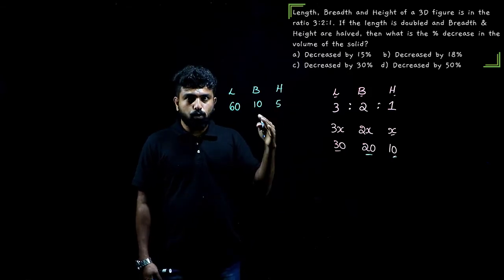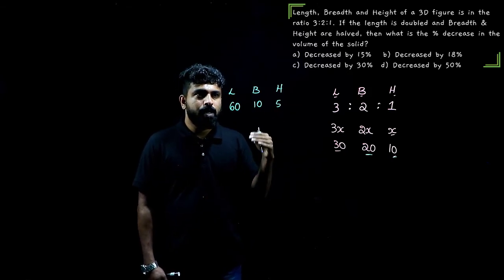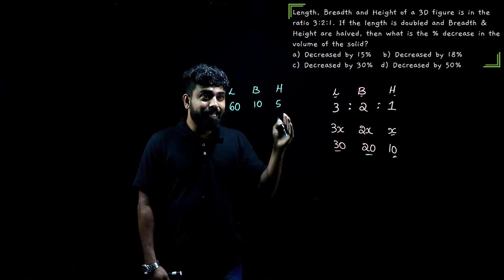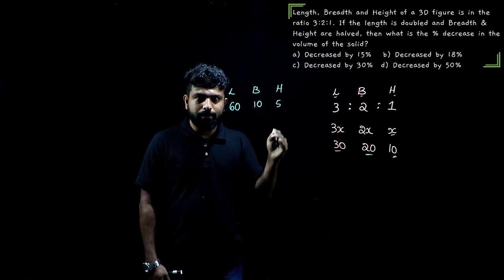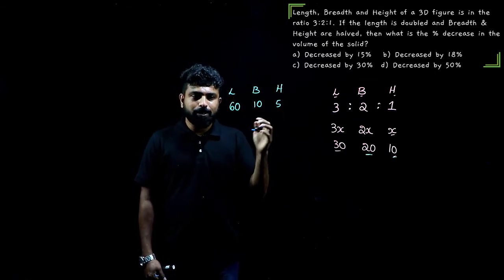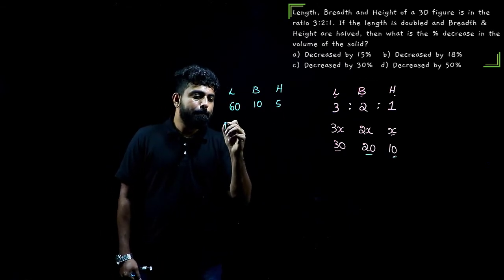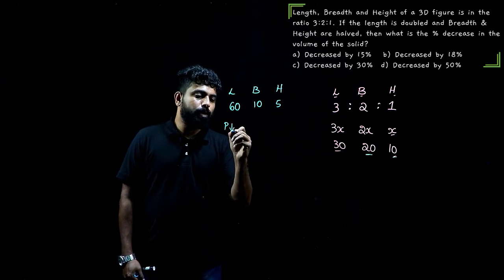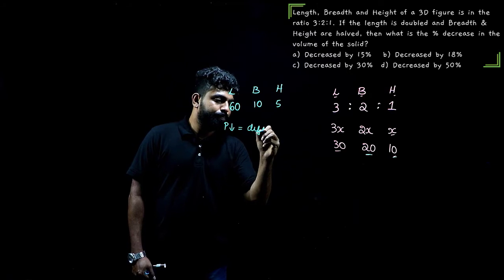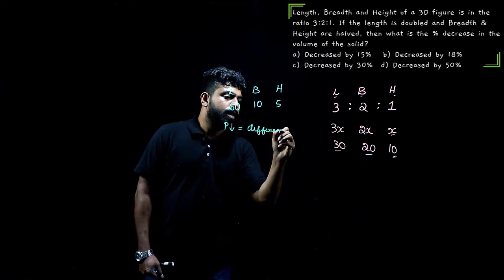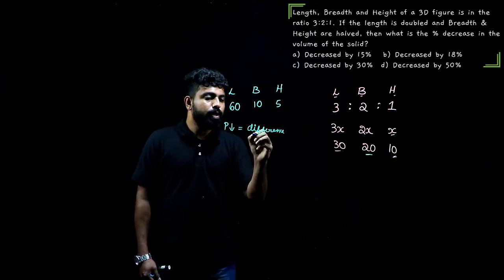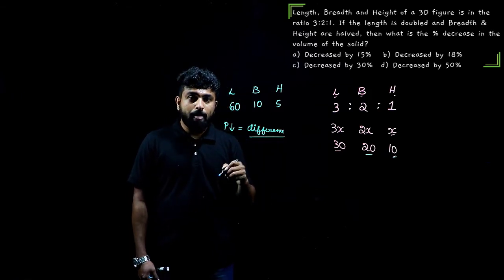Now let's move on to the next part of the question. What are they asking? What is the percentage decrease in the volume of the solid? They're asking for the percentage decrease in the volume. What is percentage decrease? Percentage decrease will be equal to the difference between the initial value and the final value, divided by the initial value.